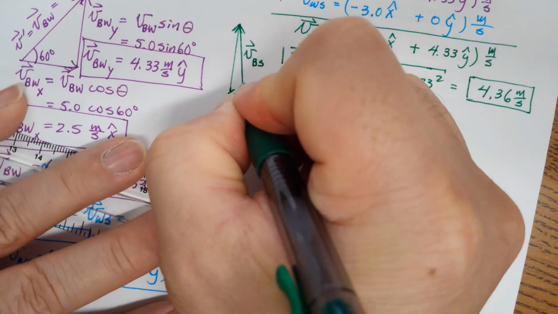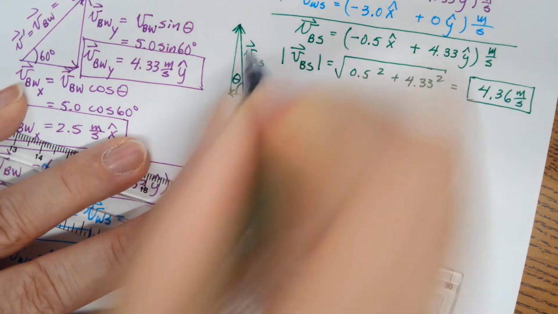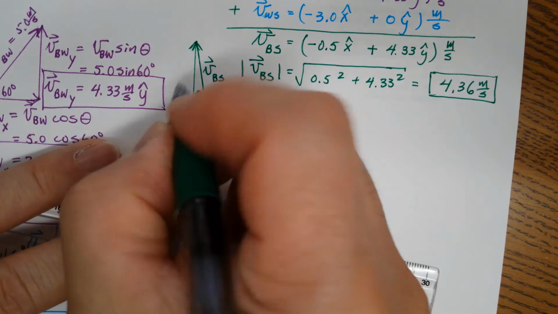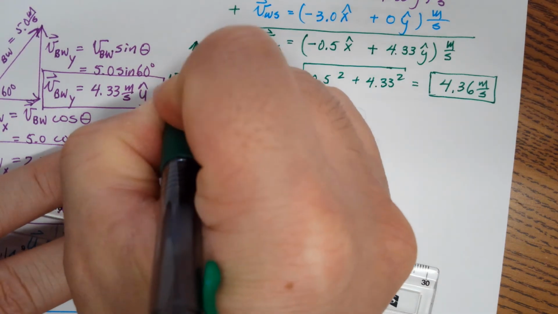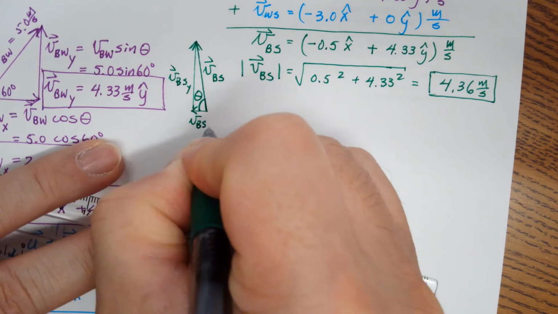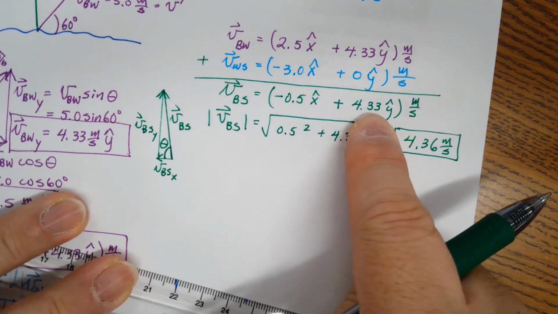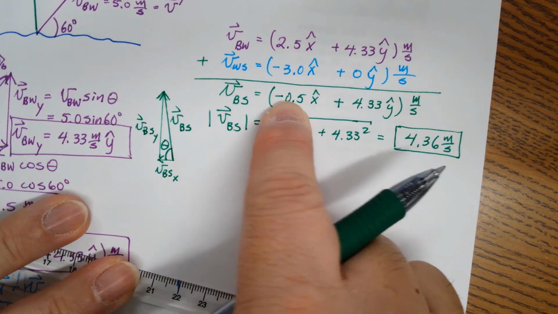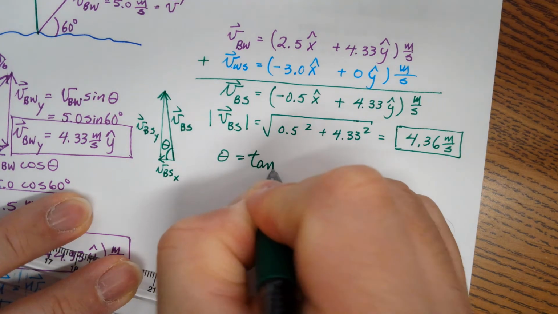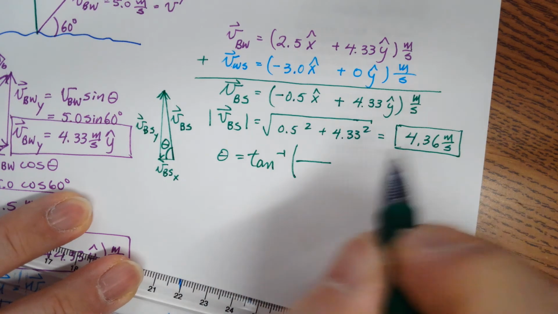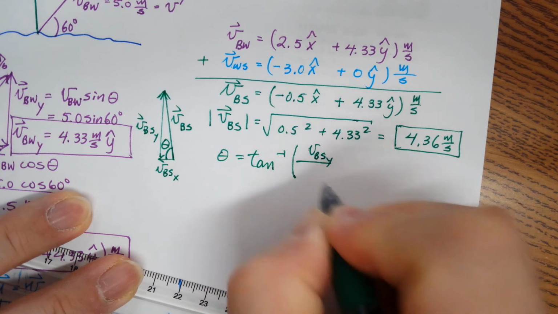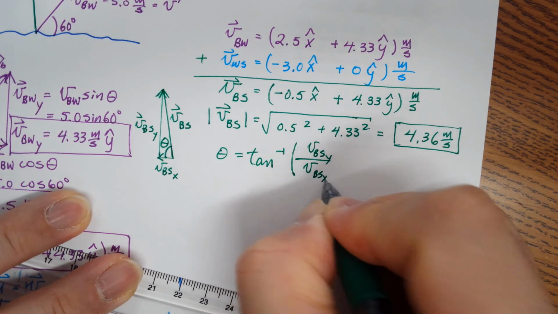So this is the angle right here that we could figure out, okay? So this is VBSY, and this is VBSX. Here's my VBSY, and here's my VBSX. So theta is equal to tan inverse of VBSY over VBSX.